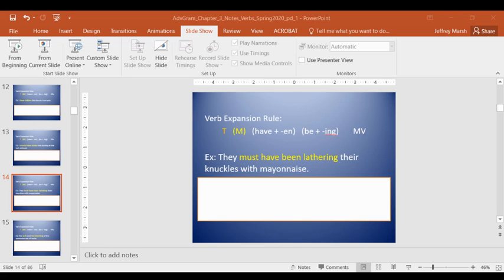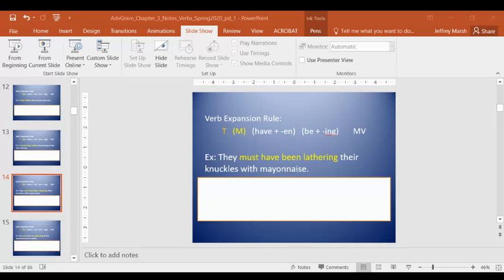All right, let's do another example. This one reads, they must have been lathering their knuckles with mayonnaise. All right, so let's break this one down and deconstruct it. So starting off with the tense. Remember, the tense is always the tense of the very first word.